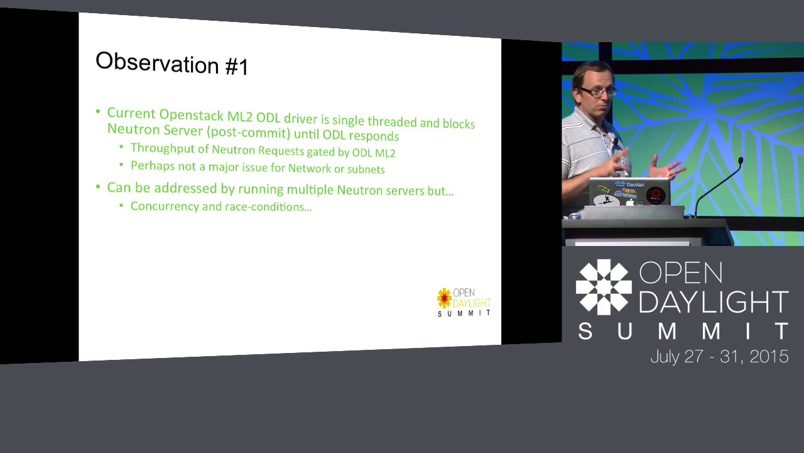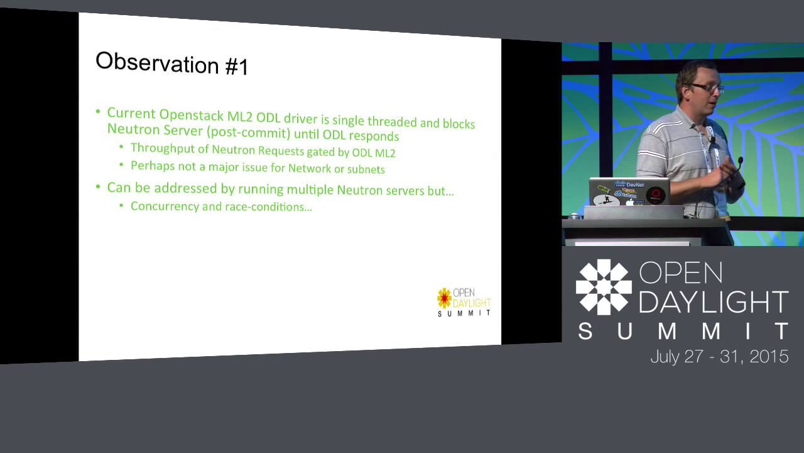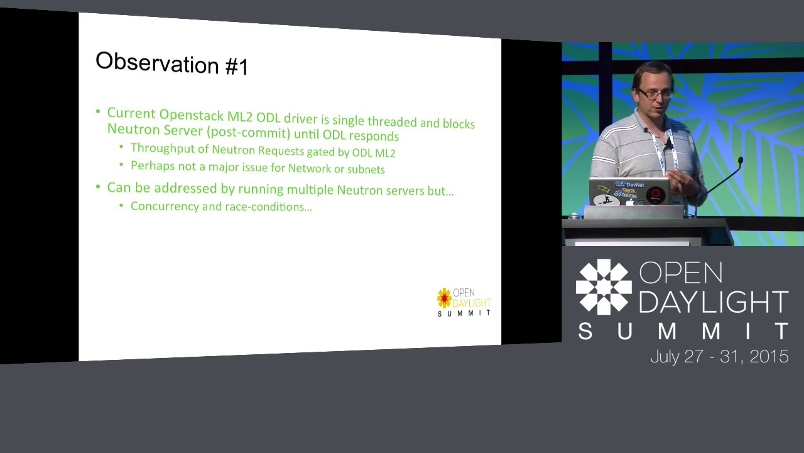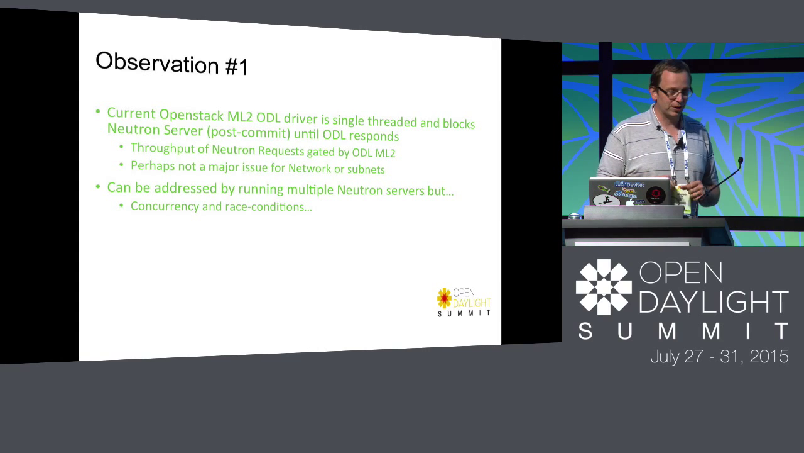Now, the Neutron side of this equation, mainly the Neutron server capacity, can of course be addressed by adding more Neutron servers, which we did in that cluster setup. However, this brought about a lot of concurrency and race conditions, which I'll be focusing on in the next slides.